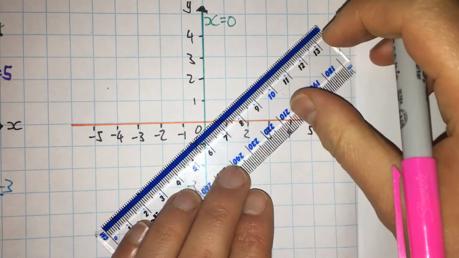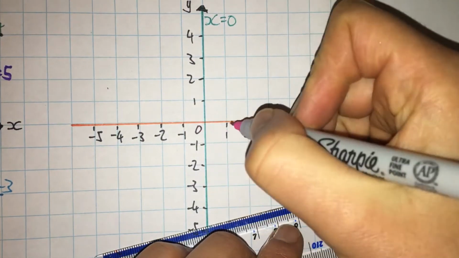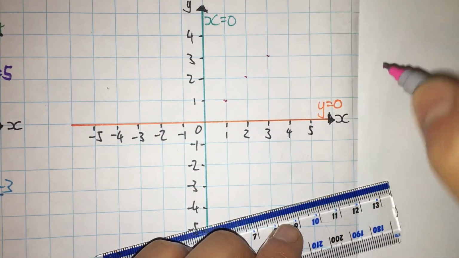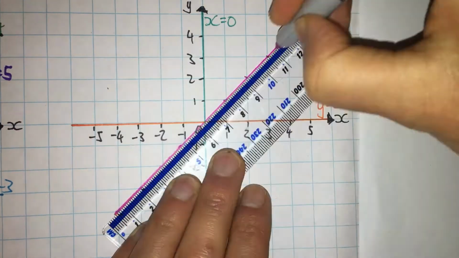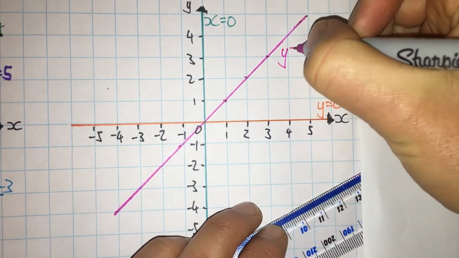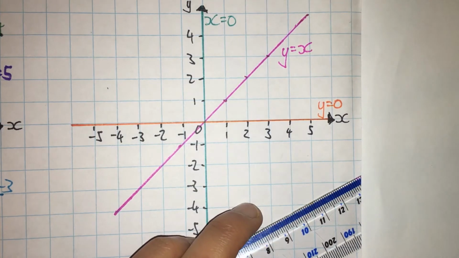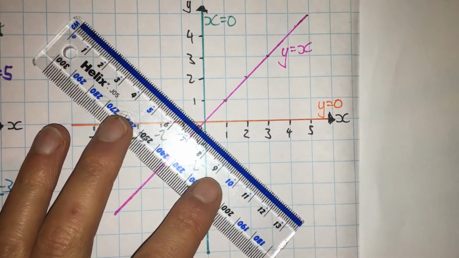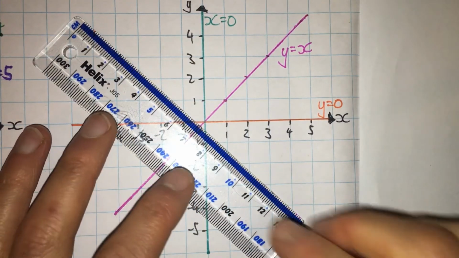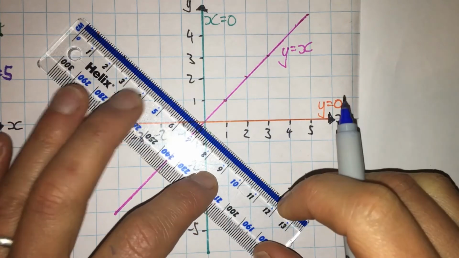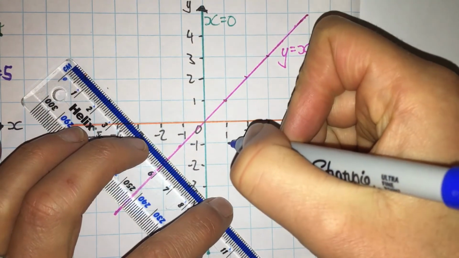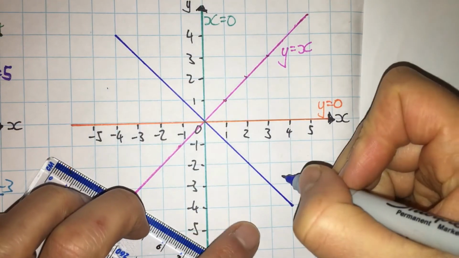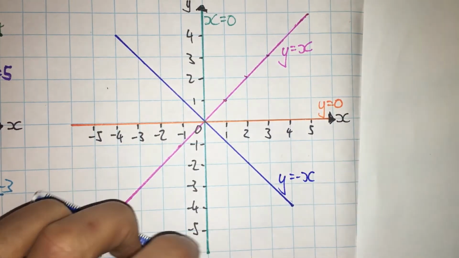Two more lines that come up. We're going to do the line y equals x. So whatever x is, y is the same. So 1, 1 is on the line, 2, 2 is on the line, 3, 3 is on the line, and so on. This is the line y equals x. And one more. If it's y equals minus x, then it goes in the opposite direction. So we'll have 1, minus 1, 2, minus 2, and so on. So this line here is the line y equals minus x.